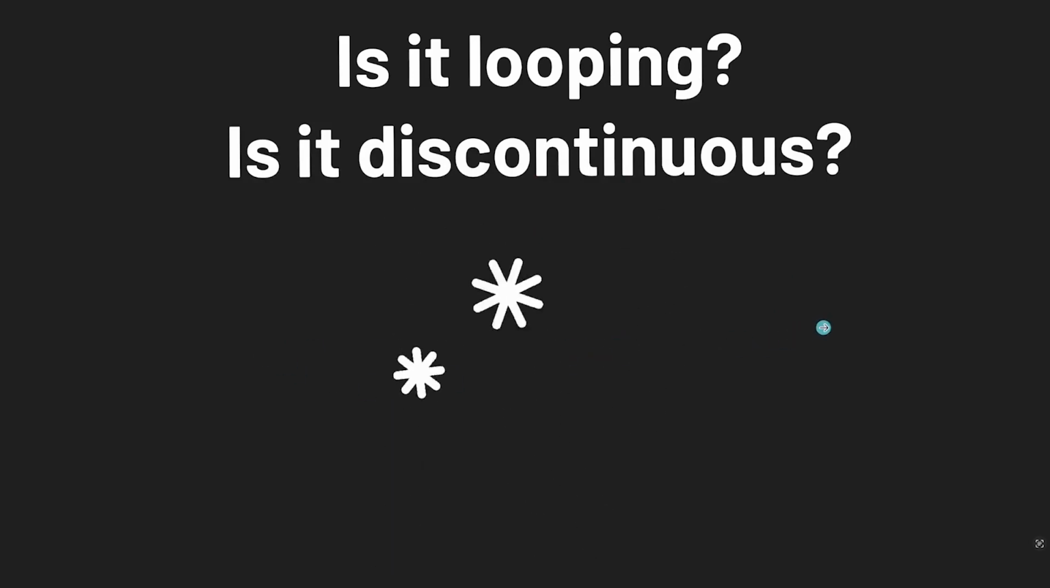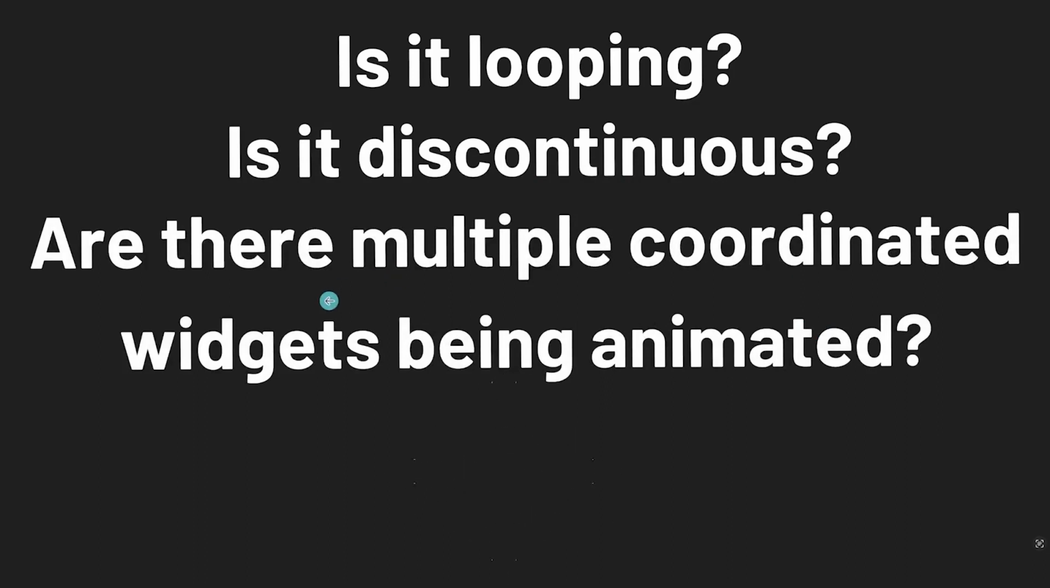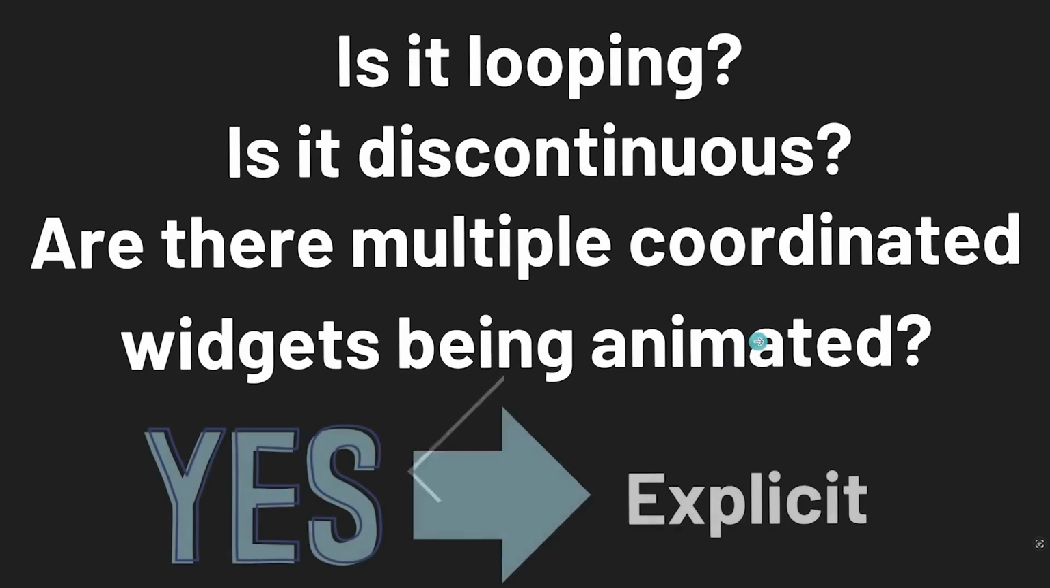The last question you want to ask yourself is, are there multiple coordinated widgets being animated? So see, here we have a square, then it leads directly into the swirl, then a circle, and there are multiple widgets being coordinated in terms of their timing to be animated. So if you answered yes to any of these questions, you should use an explicit animation.